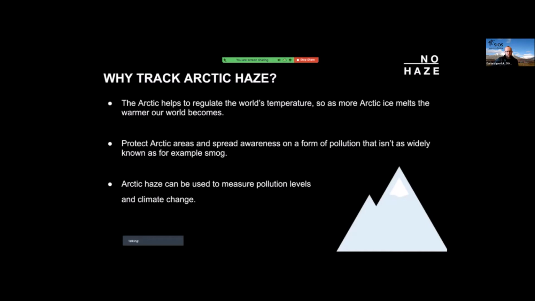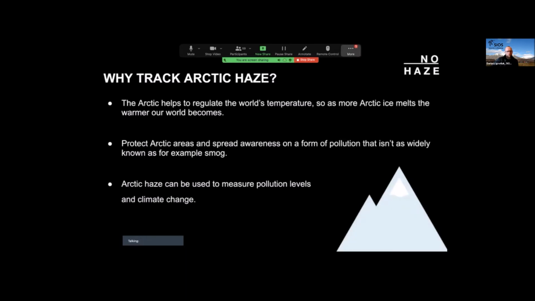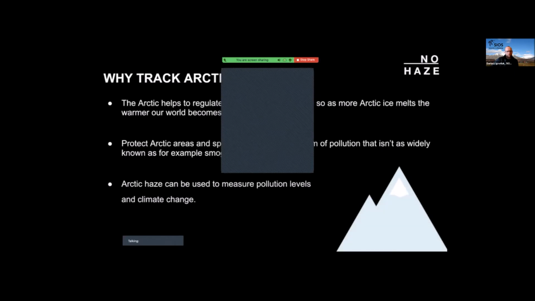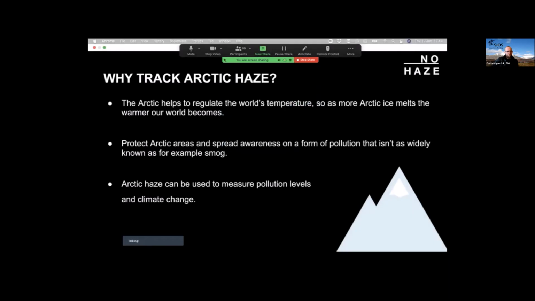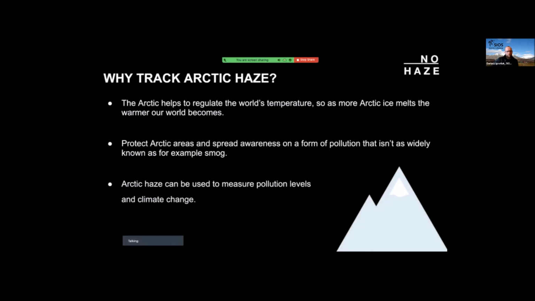Many people also perceive the Arctic as a pure and clean region of Earth, but the pure and clean landscapes may soon become a memory as pollution travels more and more and leaks into the Arctic regions. Because of the Arctic's global effects on temperature and extraordinary sensitivity to pollution, we believe the Arctic haze could be used as an indicator of global warming, and more awareness should be spread on its existence.